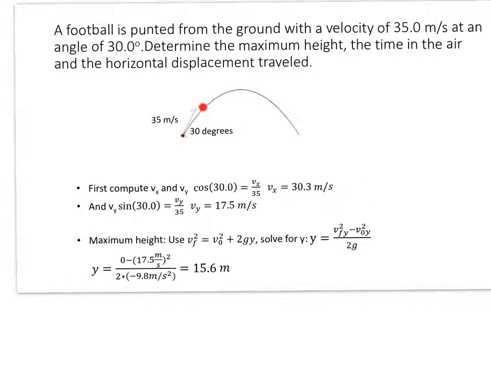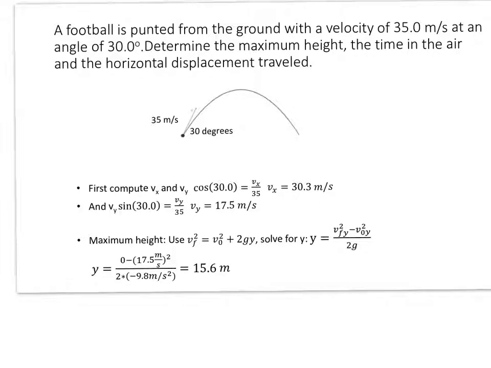Okay, now the first thing in these problems, you always have to compute Vx and Vy. So we use the trigonometry that we saw earlier in this chapter to find the x component, which is going to be this way. We're going to use the cosine function. So cosine of 30 is equal to Vx over 35. Vx is 30.3. And then Vy, which is this direction, that'll be the sine function. So sine of 30 is equal to Vy over 35. Vy is 17.5 meters per second.